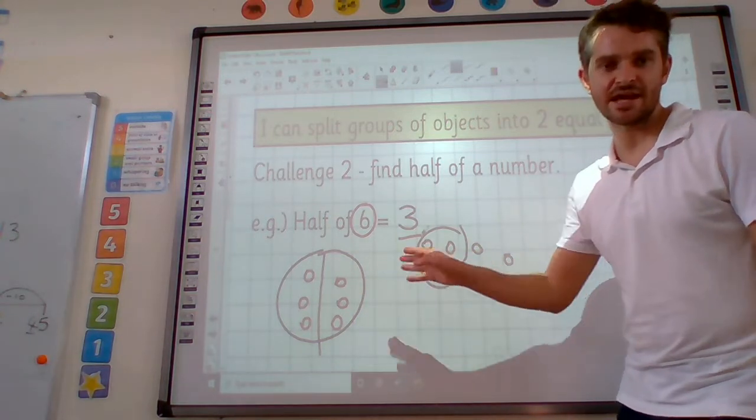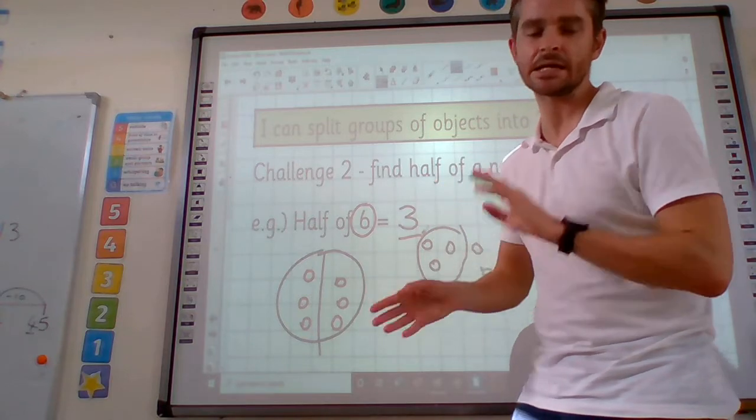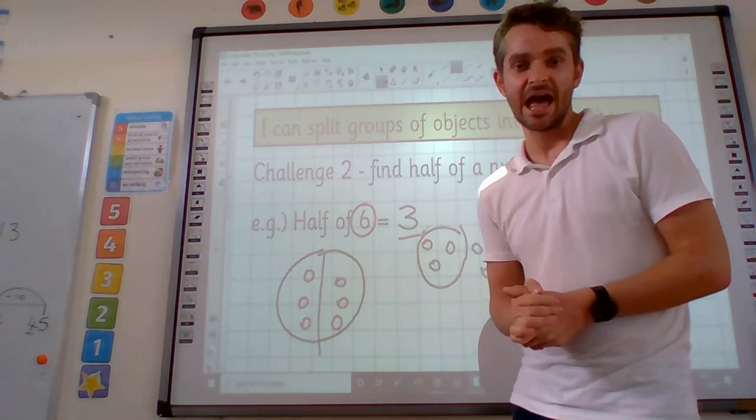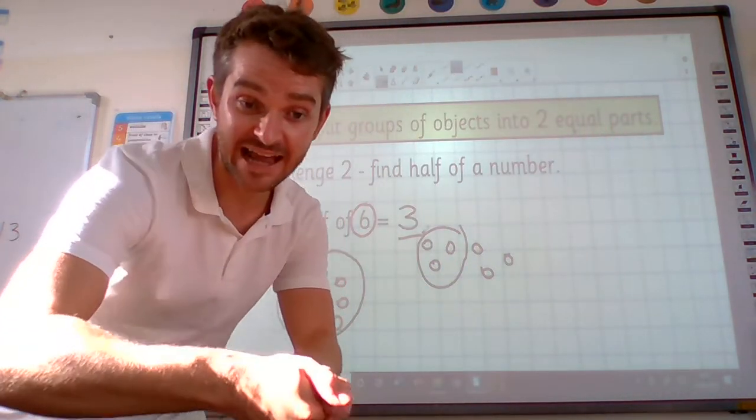2 different ways to have a go. If you're finding this tough, don't worry. There's lots more of this later, but challenge 2 is a bit of an extension to get your brain ticking this morning. Have a go at challenge 2 now, and I look forward to giving you your feedback a little bit later.